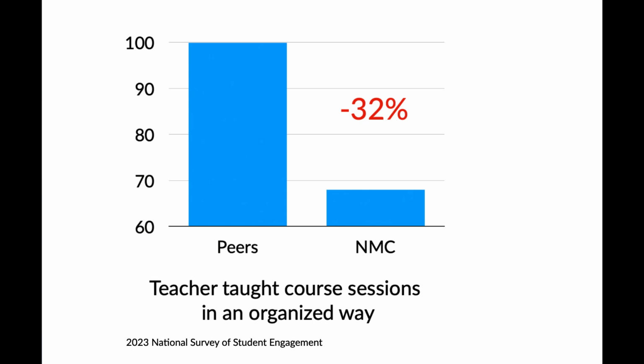In the 2023 National Survey of Student Engagement, we were 32% lower than our peers when the students were asked if teachers taught course sessions in an organized way. 32% below our peers. We would not accept that level of performance from our students. Are we willing to accept that level from our classes?